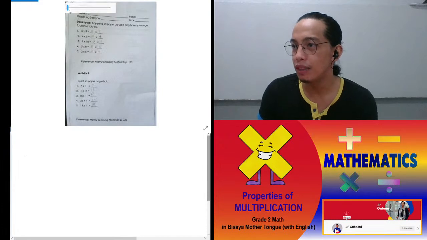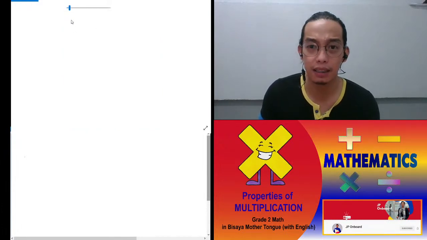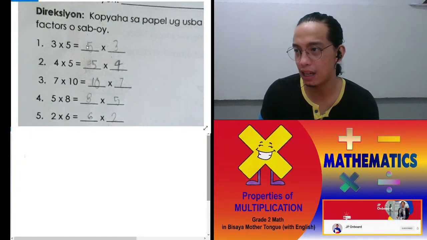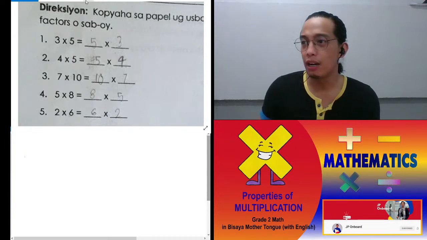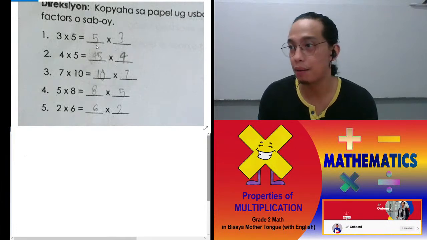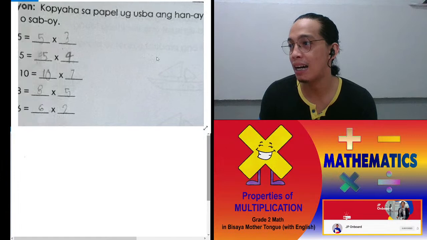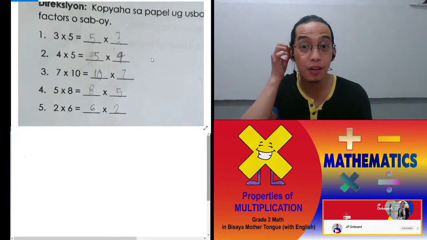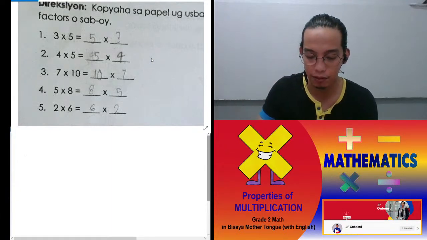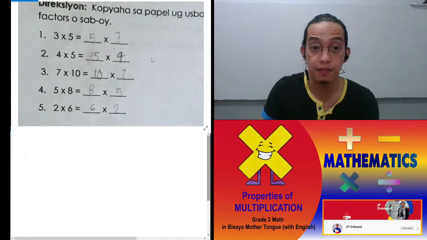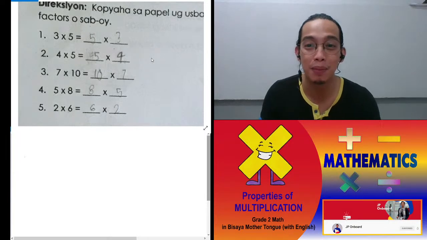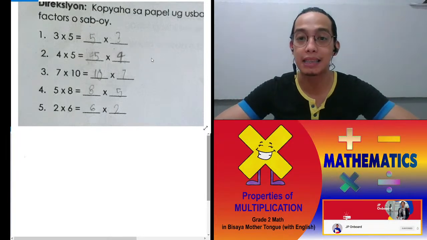Now this one, we answered it already yesterday, but ang buhaton ani is imo rang i-rearrange. You rearrange the factors or sub-oy na the same lang siya. Na usba ang hanay sa mga factors. So, we have here 3 times 5, balihon siya, 5 times 3. It's the same answer. 3 times 5 is 15, and 5 times 3 is 15 as well. Okay, multiplication, regardless of arrangement, it's the same answer.